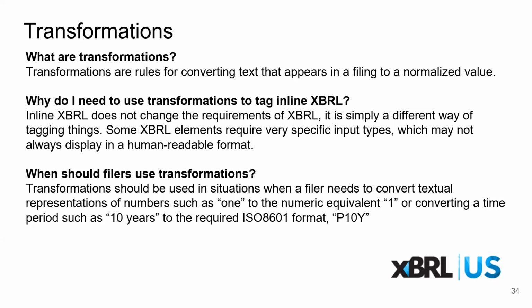Or you might be converting a time period such as 10 years. If you have to tag that, XBRL is expecting that in an ISO format, so you would have P10Y. There are transformations available in XBRL where you could just highlight and tag the wording 10 years, or just the number 10, and use a transformation to convert that into the appropriate ISO format. Really all it's doing is taking something you give it and converting it to something else that the SEC expects.